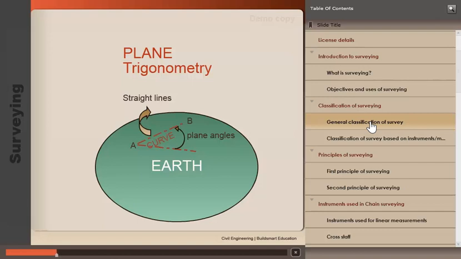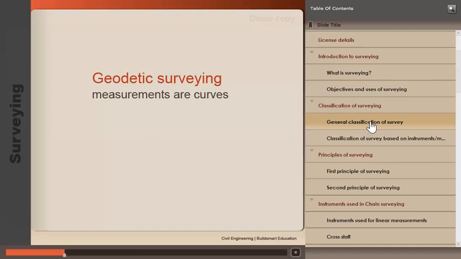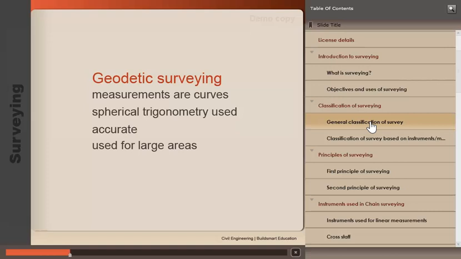Since we assume so much in this type of surveying, that is plane surveying, we limit this type of surveying to very small areas, up to 260 kilometers square only. On the other hand, in geodetic surveying, we take the measurements as curves, and spherical trigonometrical rules are used for calculations. This kind of survey is very accurate. It can be used for very large areas. As such, it is undertaken by the government agencies.